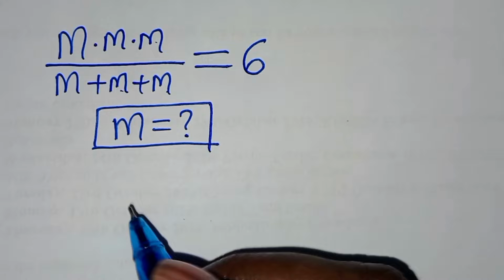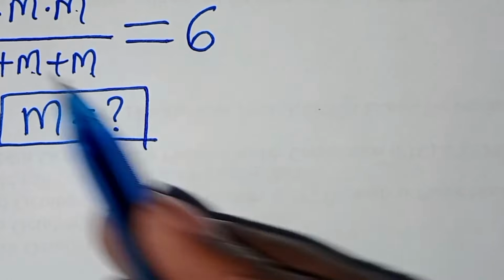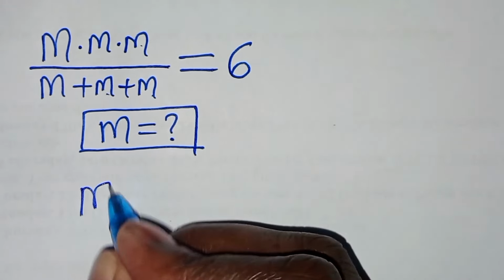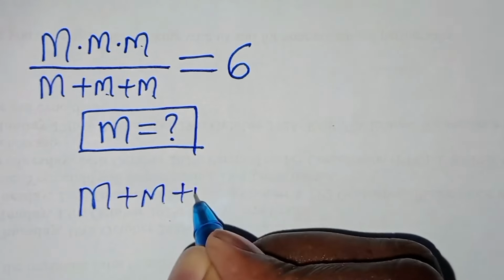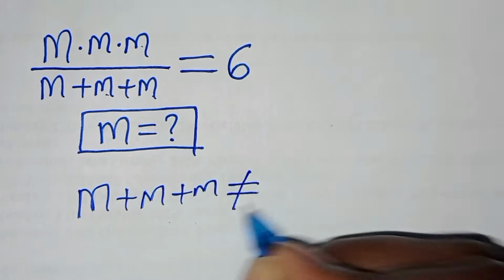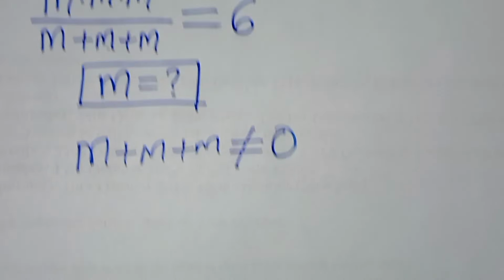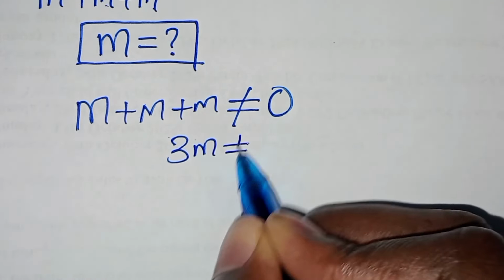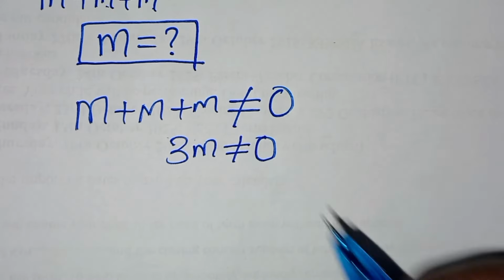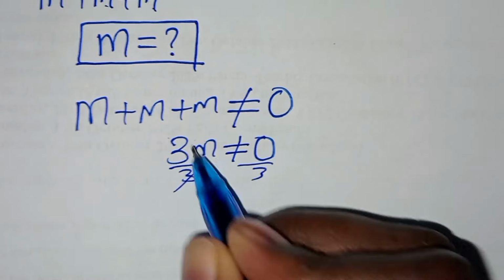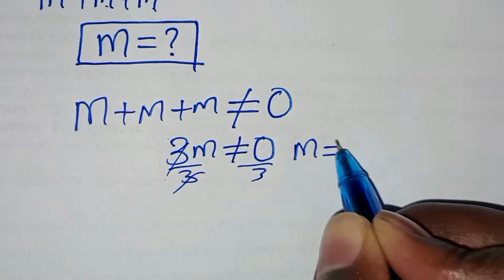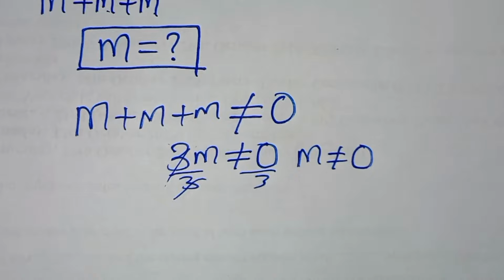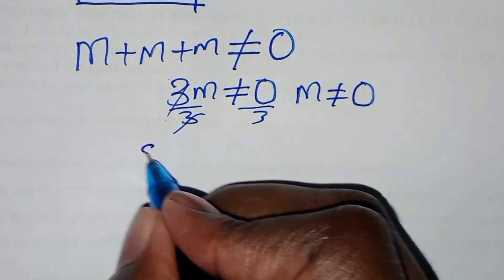Given this equation, it will only exist if m plus m plus m is not equal to 0. So this implies that 3m is not equal to 0, which implies that m is not equal to 0. Now, let's present the solution from here.